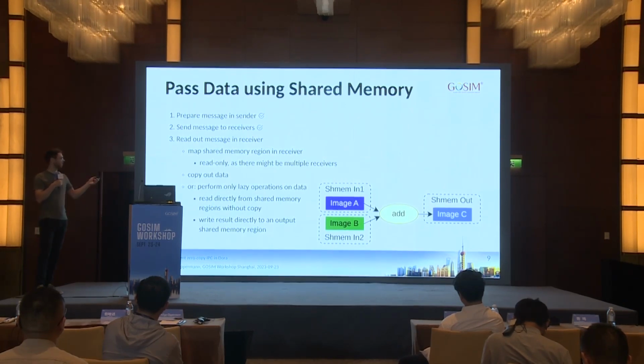So for example, on the right side here, we have an add operator that reads the input from two image inputs from two different operators or nodes, adds them together and writes the result directly into an output shared memory region. This way we don't have any intermediate copies and can work with very large data without additional overhead.